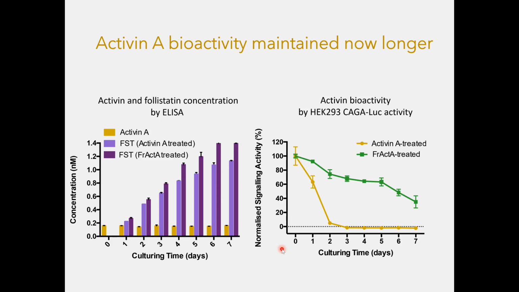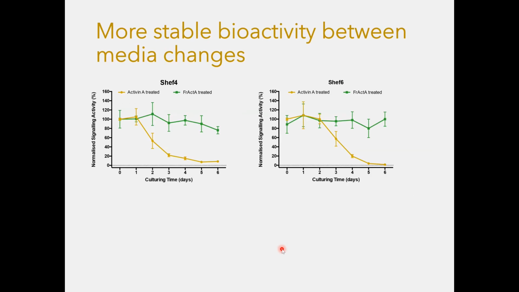resistance to inhibition by follistatin. We tested the effect also in human embryonic stem cells, these SHEF4 and SHEF6 cells here. You can see in yellow the normal Activin A bioactivity goes down rapidly in culture, while the follistatin-resistant Activin A retains, over this 6-day period, more or less full bioactivity.